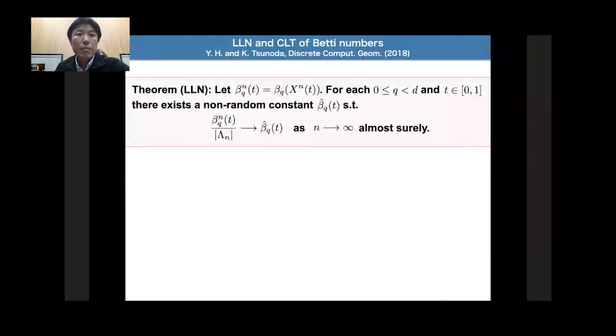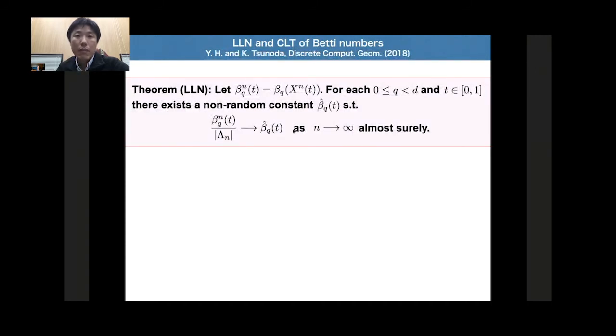Then, under this setting, first we can show the law of large numbers for Betti numbers. Let β_n^q be the qth Betti number of the restricted cubical set, restricted by the window Λ_n, at time t. Let me recall that n means the length of the window for the restriction. Then for each q and time t, there exists a non-random constant β-hat such that our restricted Betti number normalized by the volume of the window, this is just the Lebesgue volume of the window, converges to this constant as n goes to infinity almost surely. So the left-hand side is a random variable, but it goes to the non-random constant almost surely.